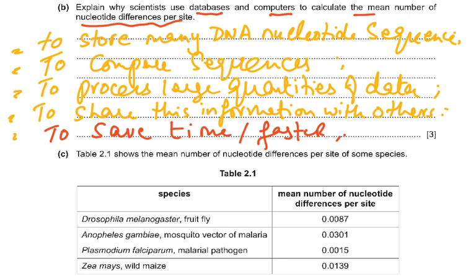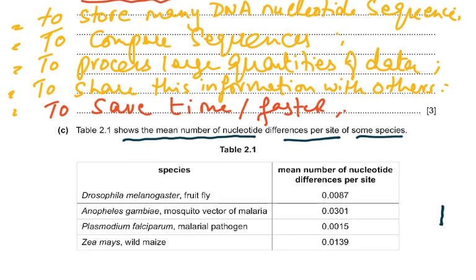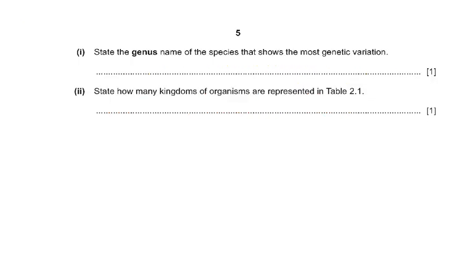Now coming to the C part of the question. Table 2.1 shows the mean number of nucleotide differences per site of some species. So Drosophila fruit fly 0.0087, mean number of nucleotide differences per site. Anopheles 0.30301, Plasmodium 0.0015, Z-maize 0.0139. So all this information is given to you. You better have a look at it. Then it says state the genus name of the species that shows the most genetic variation. That's Anopheles. Why Anopheles? Look at the table.